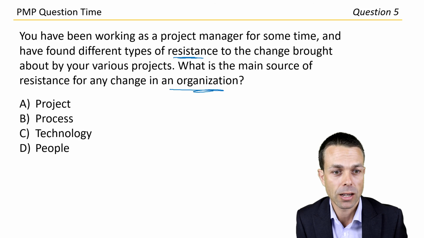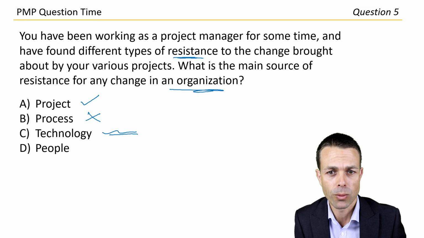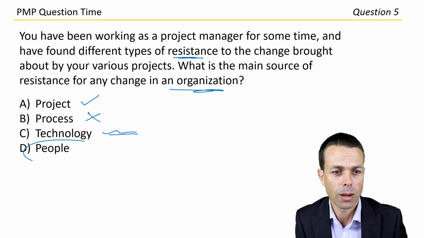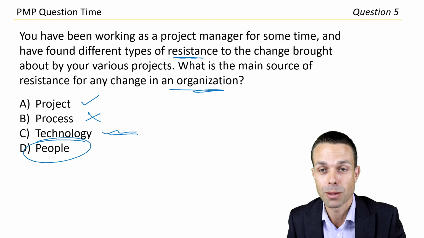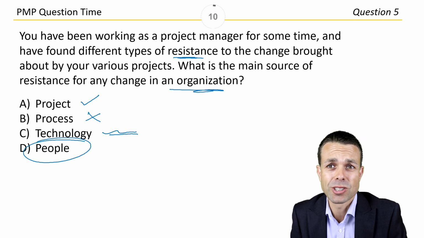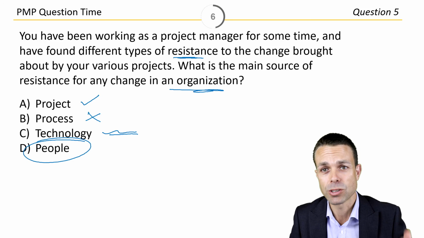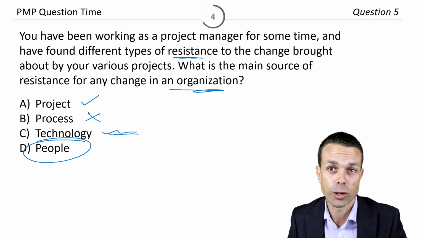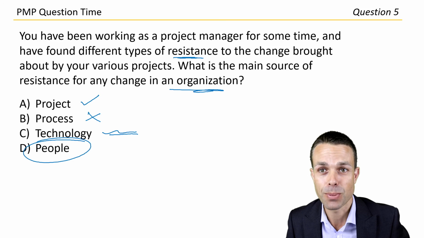Is it the project? The project causes the change. The process? No, definitely not. Technology is sort of the source of the change as well. I mean, I don't know where this is going. People, what's the main source of resistance? People are really the thing that resists, and that's what we said, isn't it? So people are the thing, they resist the change just because it's natural to resist change as a person. It's scary and it's new, and we just usually are not ready for it, don't want to go there. You have to work to manage that into the organization. Let's go with letter B.